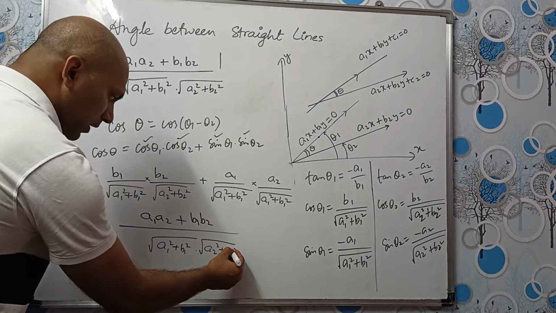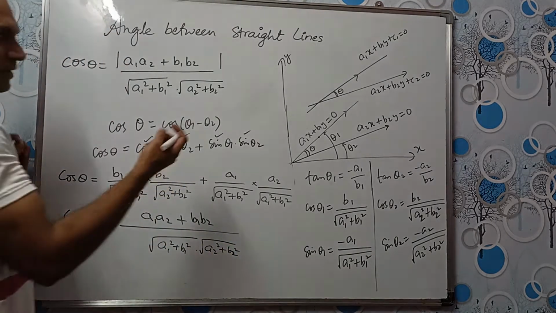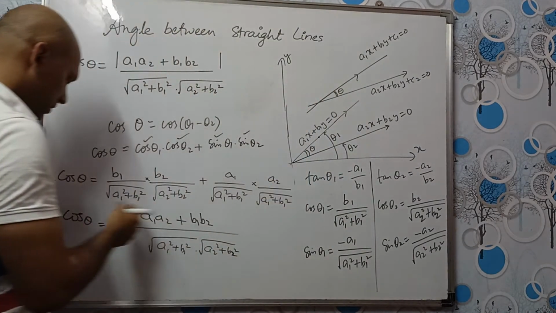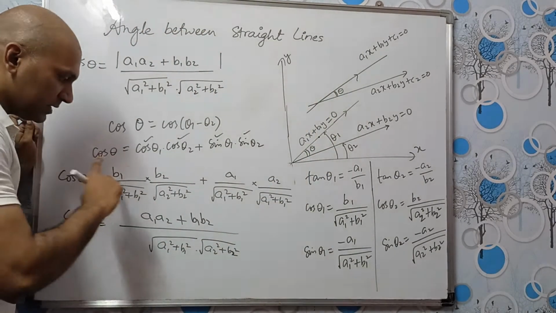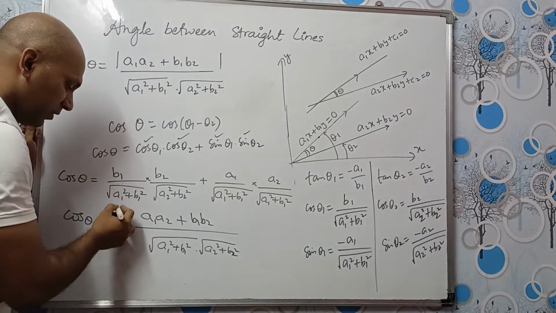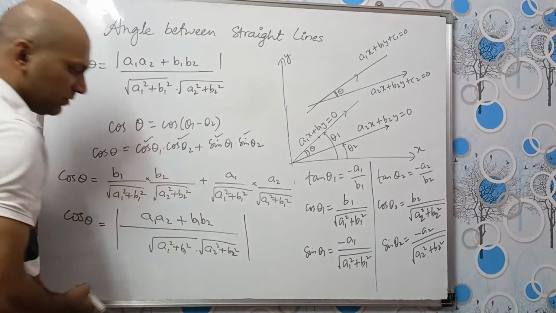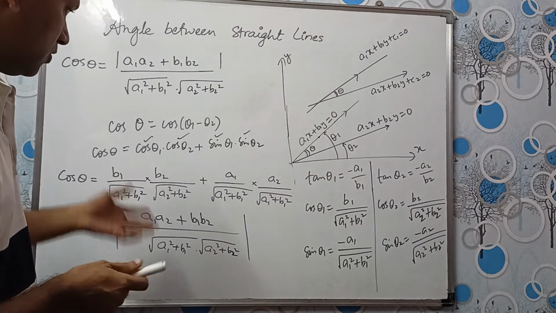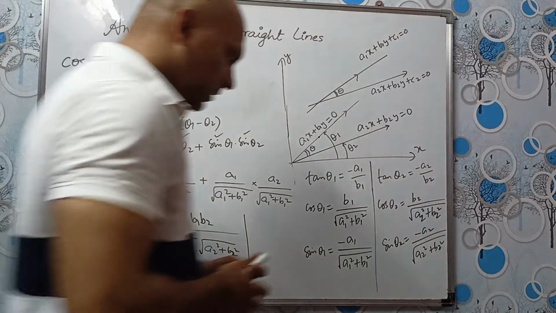Okay. Now see, this theta is an acute angle. It lies between 0 and 90 degrees, right? And cos theta value between 0 and 90 will always be positive. So that's why we write this inside a modulus. Okay. I hope you understood the derivation.